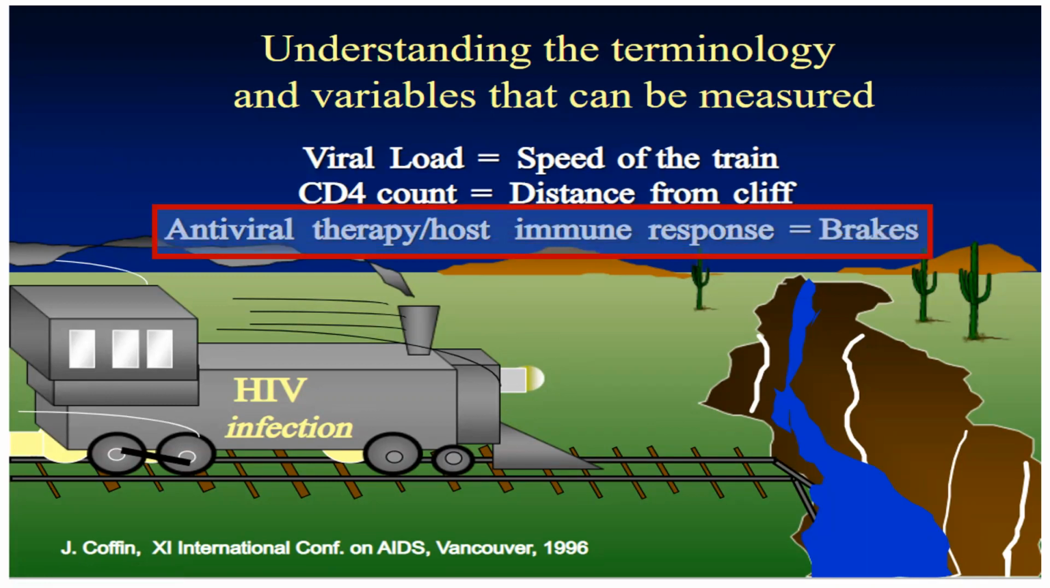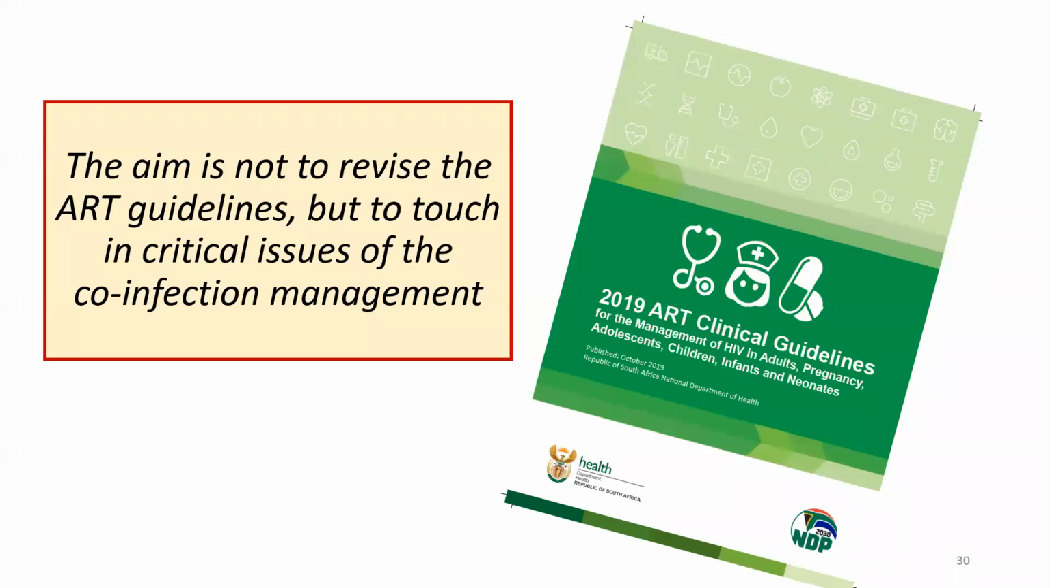Now, our focus will be on the ARVs in the context of HIV. You might be familiar with this guideline, the 2019 ART clinical guideline. The aim is not to revise this guideline, but to look at the critical issues in each co-infection with TB management, and the issues and challenges we would face.